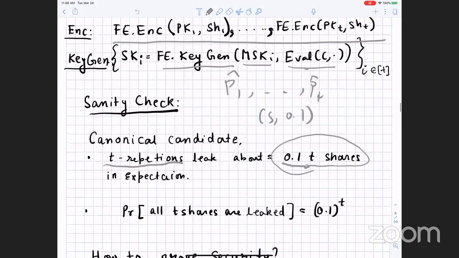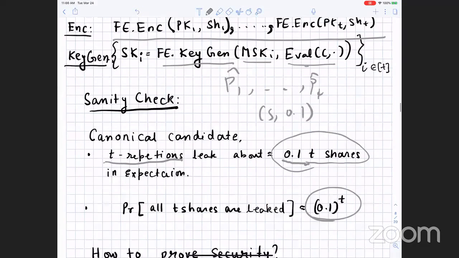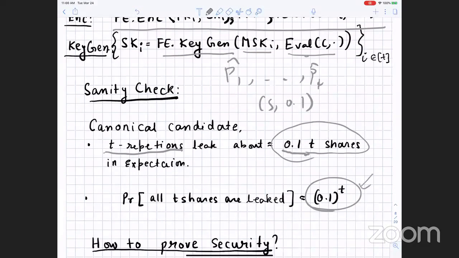In fact, if you look at the probability that every share is going to leak out, that is going to be bounded by this number, 0.1 to the T. Basically, they are all independent events. So it's going to be 0.1 to the T, and this is actually very small. This is negligible. And under all other circumstances, when less than P-1 shares are leaked out, you can use HSS security to argue security. And in fact, you can formalize this argument and write down a proof.